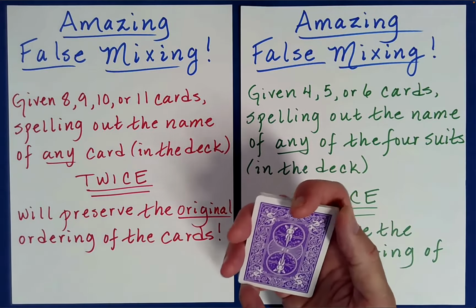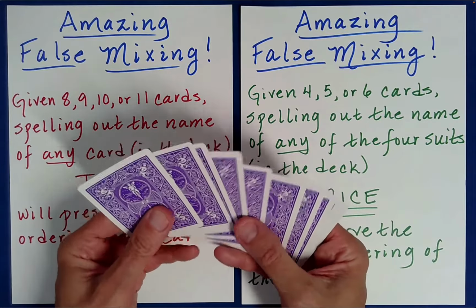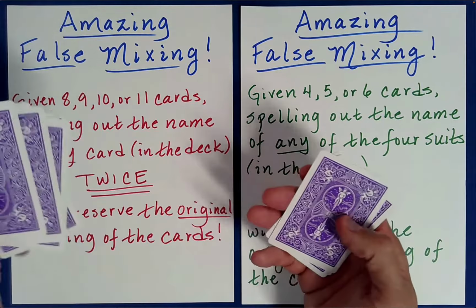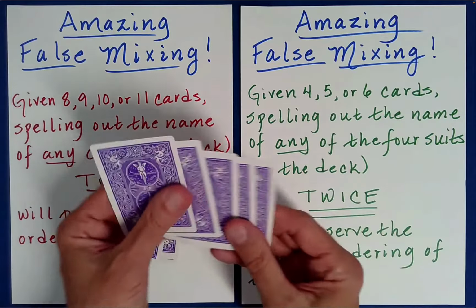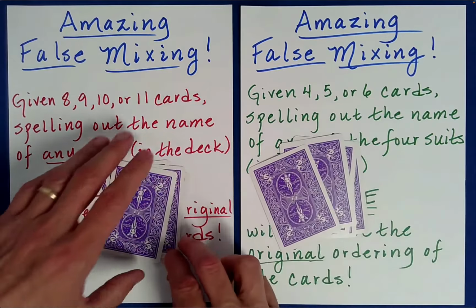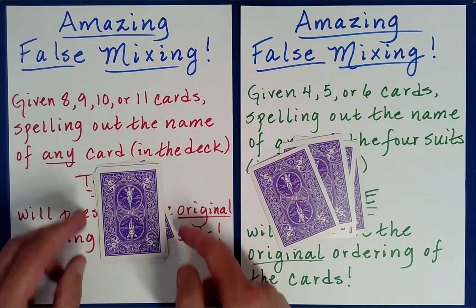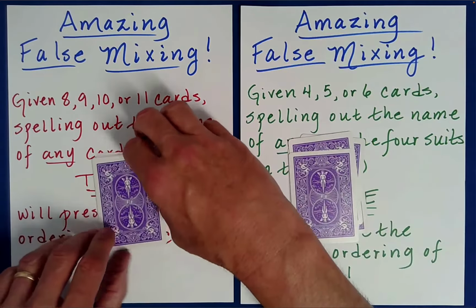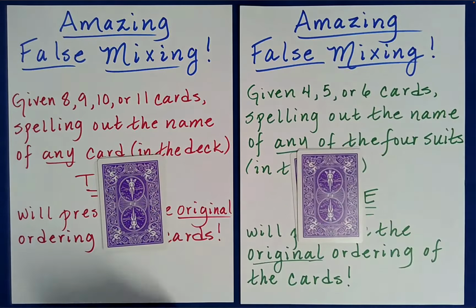Tell the spectator that you're going to divide the cards in half. Now, you can't quite do exactly half because 11 is not divisible by 2. So here I've gone with 6 and then 5. You could do 5 or 6 over here. It wouldn't matter. So I've divided it roughly in half.